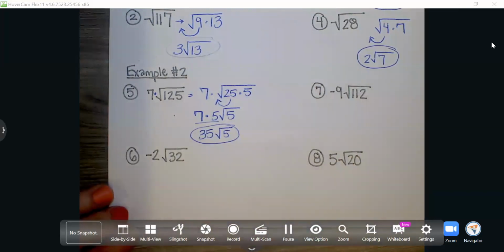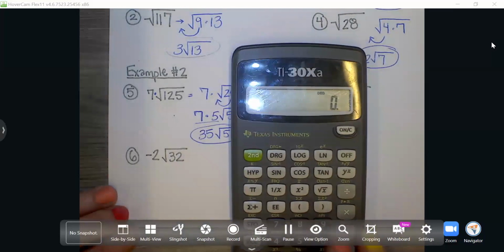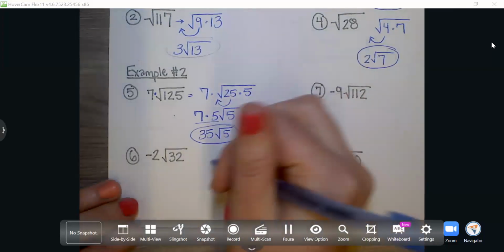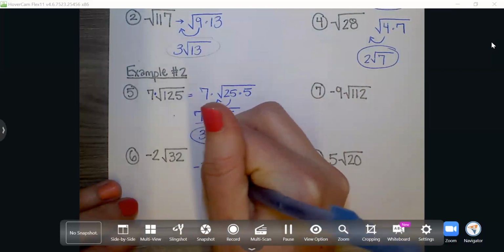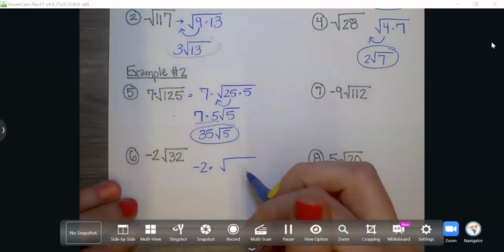Let's do number 6. How can we break down 32? What perfect square can I take out of 32? Well, again, I always start off with 32 divided by 9. Nope. 32 divided by 16. 16 times 2 is 32. So let's break this down. I'm going to have that negative 2 multiplied times whatever I get as my final answer.